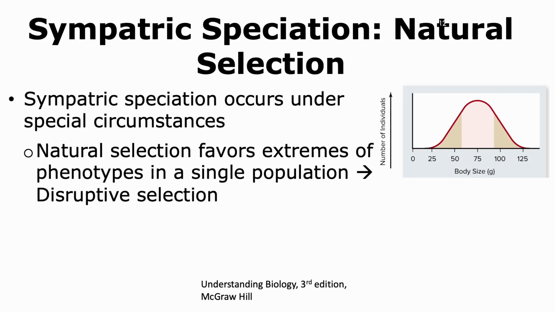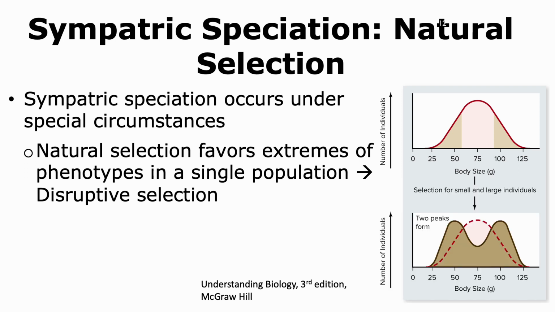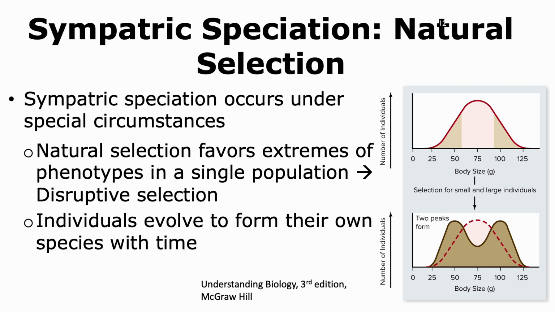Disruptive selection, which is a type of natural selection, can favor sympatric speciation. In the case of disruptive selection, there is a certain event that occurs. For example, the introduction of a new predator that can cause a change in the population such that the two extreme phenotypes that are shown, which in this case is small body size versus large body size, are selected. The individuals that show these extreme phenotypes tend to breed only with one another and eventually can evolve to form their own species as time passes.